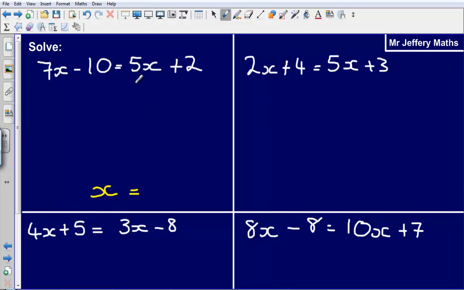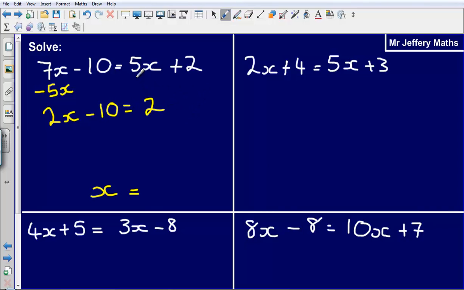Now this situation here is a problem for us because at the end we're ideally trying to get to a situation where we've just got this x on one side of the equal sign and a number on the other. Here I've got x's on both sides, so I need to sort this out. The way I'm going to do that is I'm simply going to subtract 5x. I'm just taking away the smallest x here, so what I end up with is 7x minus 5x, which gives me 2x, minus 10 is equal to 2.